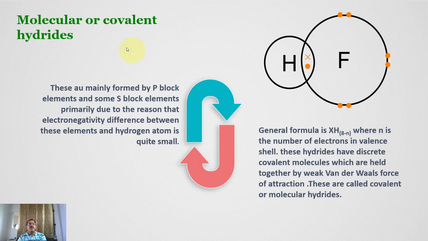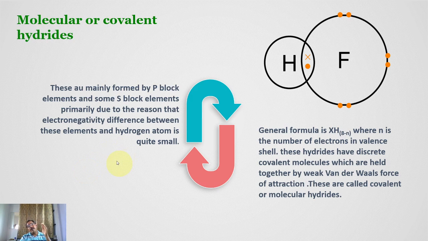Now let us shift our attention to molecular or covalent hydrides. So we move to the third part. We have seen the ionic, the second one is metallic, and the third one is the covalent hydrides. These covalent hydrides are largely formed from p block elements. You know the p block is the right part of the periodic table. They are mainly formed from p block elements and some s block elements, primarily because the electronegativity difference between these elements and hydrogen is quite small.